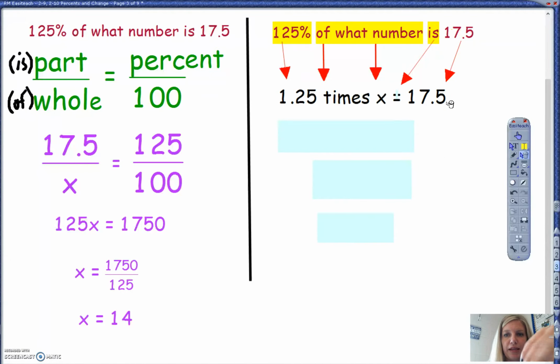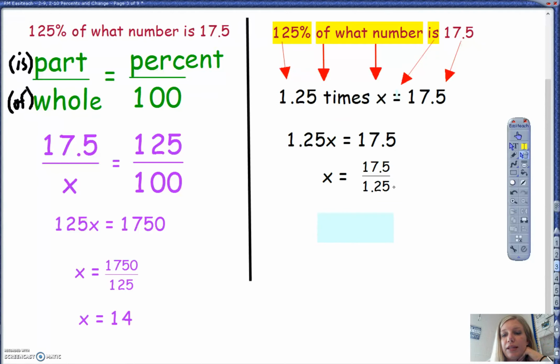So now we're just going to write that a little bit better. It looks like this: 1.25x equals 17.5. Divide both sides by 1.25. You get that x equals 14. So same answer. Actually, it looks like a little bit less work. Maybe it's just my font choice.